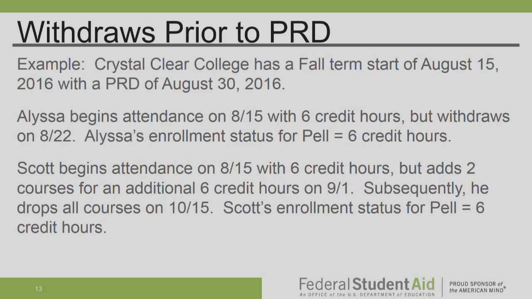Now Scott, though, on the other hand, he begins attendance on August the 15th with 6 credit hours, but adds 2 courses for an additional 6 credits on 9/1 after the Pell recalculation date, right? Subsequently, he drops all courses, though, on October the 15th. Which came first? Well, the Pell recalculation date came first. Obviously, the Pell recalculation date came before he was able to add those 2 classes. It makes sense. Scott is still only going to get half-time Pell, okay?